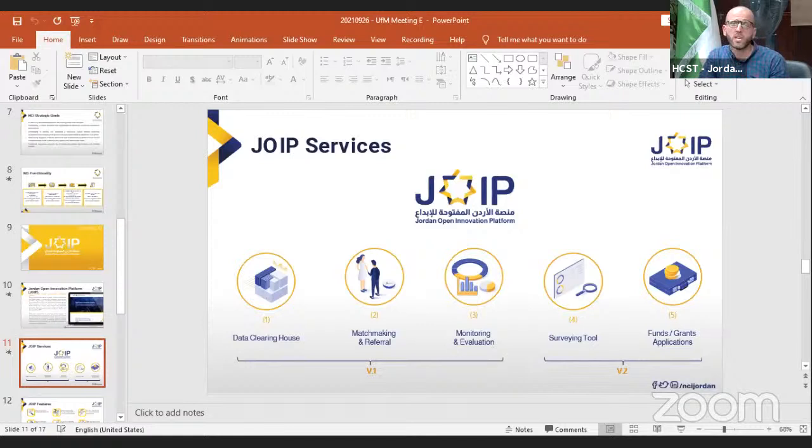The second version, let's say in the next year, will have two main services as well. A surveying tool, from which everyone who is in Joy can run survey campaigns or collect data according to specific factors in the innovation ecosystem in Jordan. The other is a fund and grants application, to be able to control and manage any type of funds and grants here in Jordan.